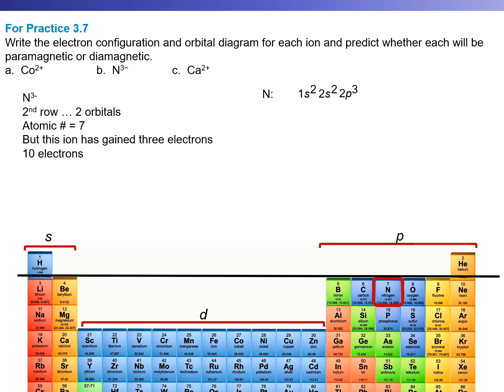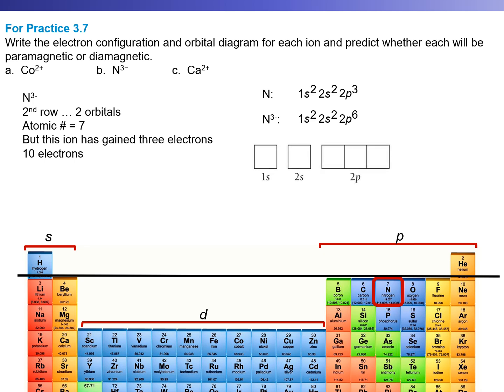well, the question isn't whether we're going to gain or lose these electrons. We're actually going to gain those 3 electrons. So when we write the electron configuration for the nitrogen ion, it's going to be completing that 2p subshell with 6 electrons. All right.